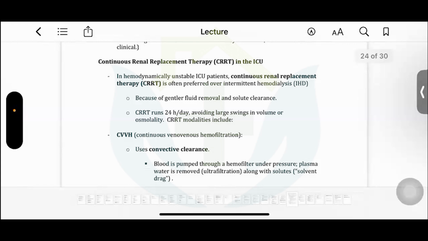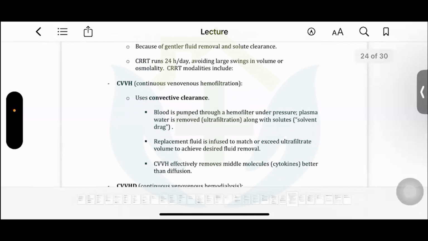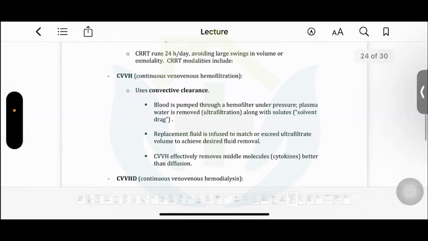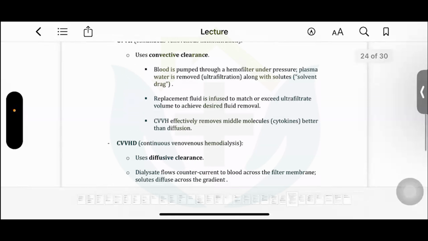It is of two types. CVVH is continuous veno-venous hemofiltration, where we use convective clearance. Blood is pumped through a hemofilter under pressure, and plasma water is removed along with the solutes. Replacement fluid is infused from outside to match or exceed the ultrafiltrate volume to achieve the desired fluid removal. It effectively removes middle molecule cytokines better than diffusion.